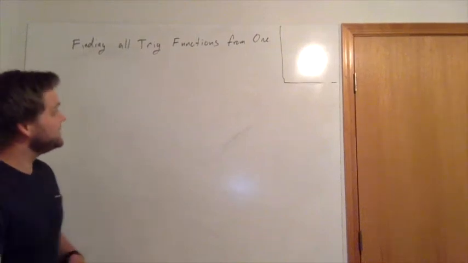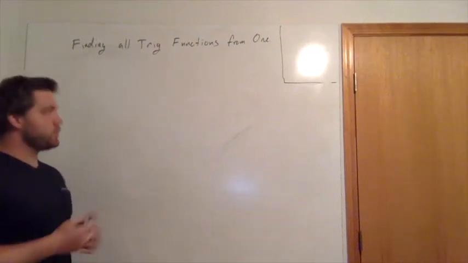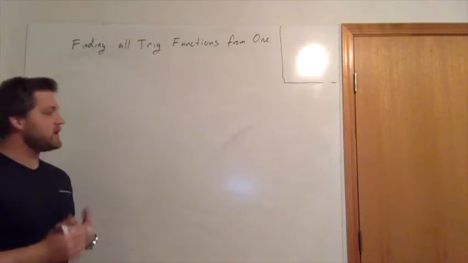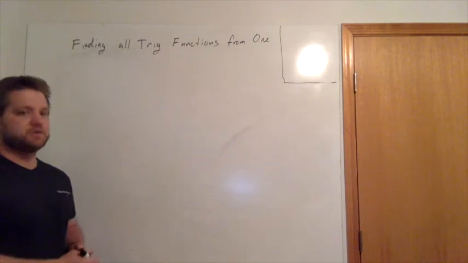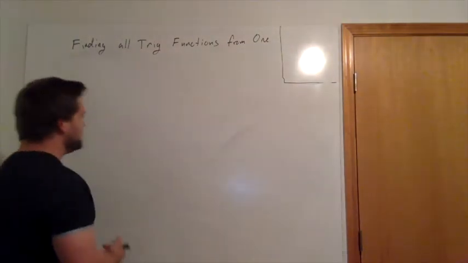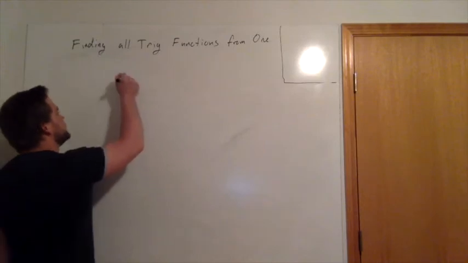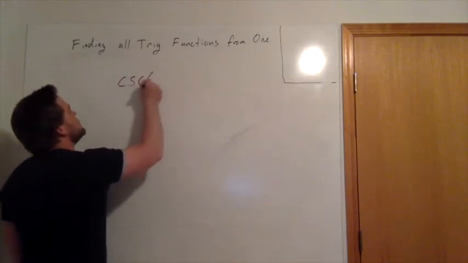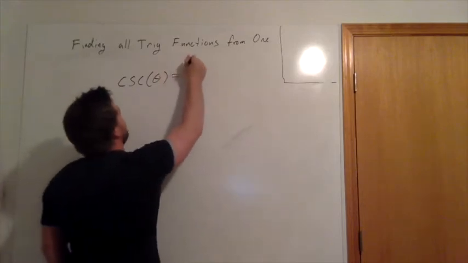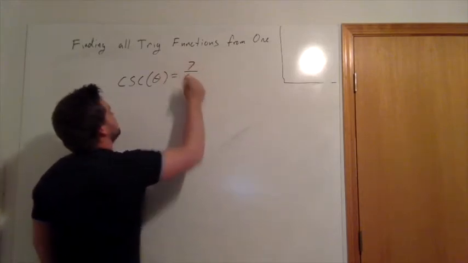Hello everyone. What I'd like to show you in this video, something great about the 6 trig functions, is that if I know one of the trig functions, then I actually know all of them, or I can find all of them. So let's do an example. Let's just make something up. Let's say that the cosecant of an angle is 7/6, for example.